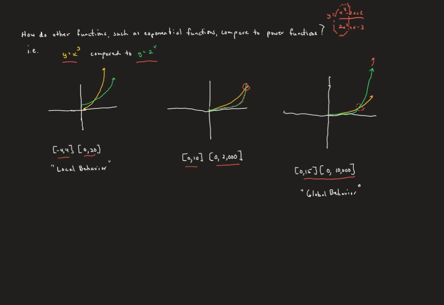And so what we will learn, and this will be a big thing that we'll talk about in much more detail down the road in AP Calculus, is that exponential functions are higher order magnitude functions than power functions or any polynomial. Exponentials are higher order functions than, I'm going to say, polynomials.